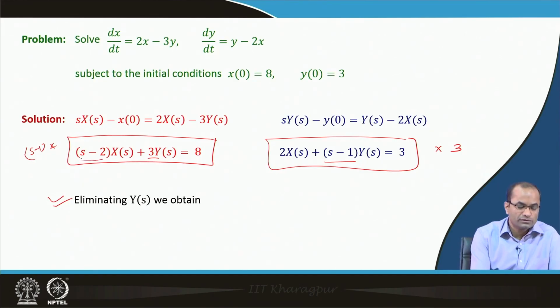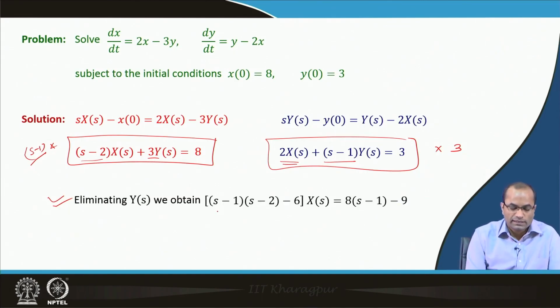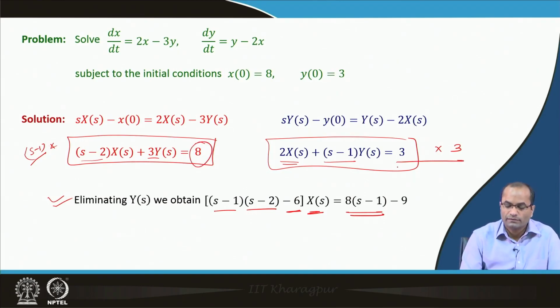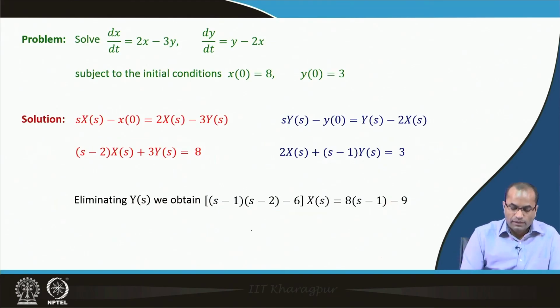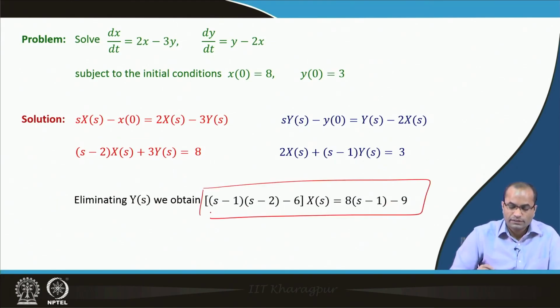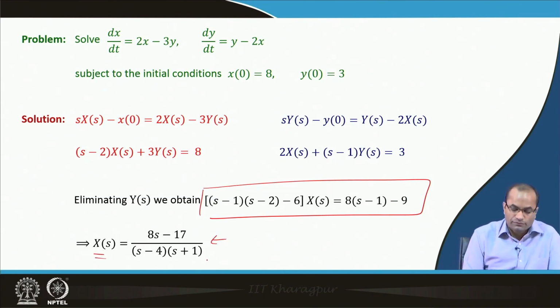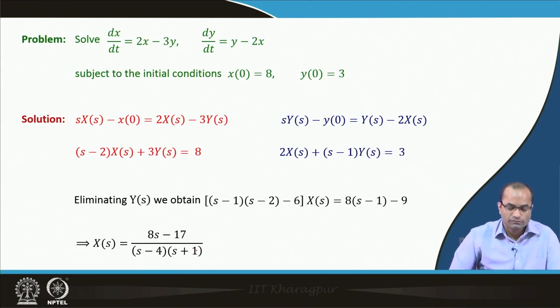So, here we have s minus 2 and then s minus 1 with x s, and here we have 6 x s. So, this s minus 1, s minus 2, and then when we subtract this one, we have minus 6 with x s. The right hand side, this is going to be 8 into s minus 1, and then we have 9 there. So, minus 9. We have this equation which is in x s only. So, we can bring this x s, everything function of s to the right hand side. So, we have 8 s minus 17, s minus 4 and s minus 1, and that will be the last step. Now, we have to take the inverse and we will get x t.